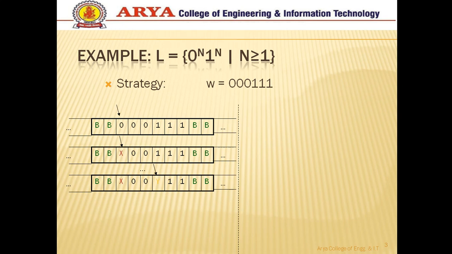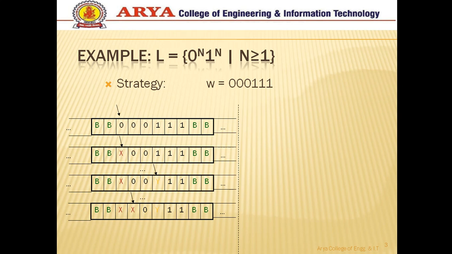That means first 0 is present, then 1 is present. First 0 is replaced, first 1 is replaced, then second 0 is replaced, second 1 is replaced. We can see that in this example. This 1 is replaced by y and we move in the left direction. On the left direction, 0 is present, then again we move left. Again 0 is present, move left, and x is present.